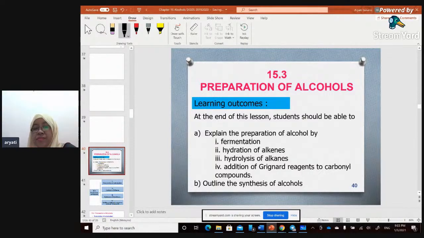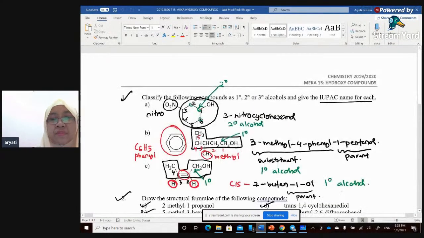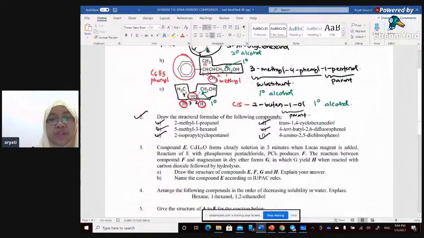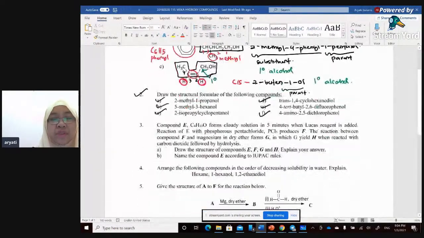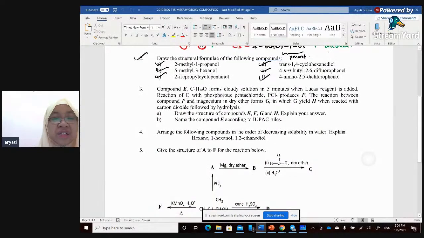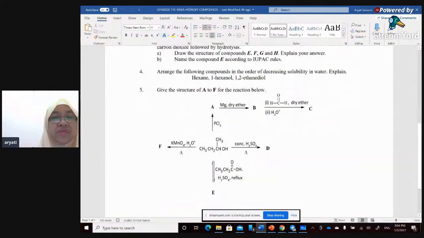Okay, so we do some exercises related with the physical properties. So please refer your MECA question. So for S11, I have already discussed question number 1 and question number 2. So question number 3 is related with the chemical reaction. So we will learn after this. So we answer question number 4 first.